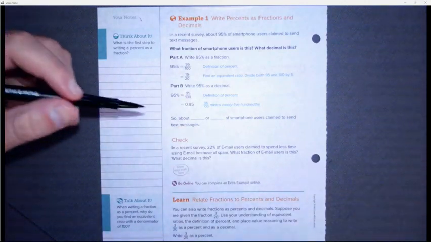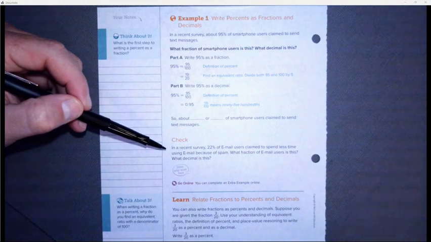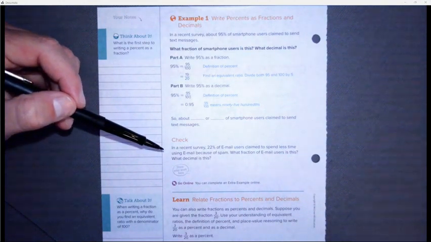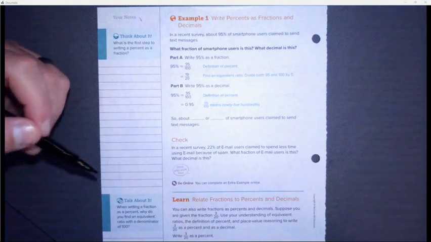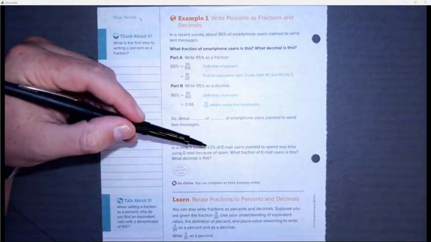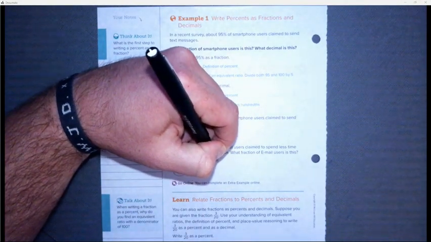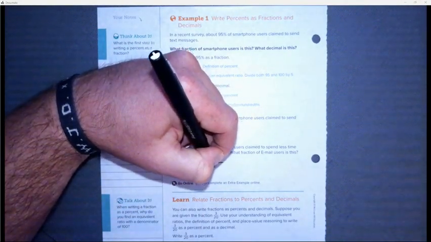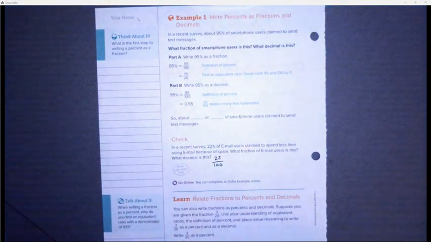So in our check problem, we see a recent survey, 22% of email users claim to spend less time using email because of spam. What fraction of email users is this? What decimal is this? So 22%, we know right off the bat, we can write as 22 over 100, because 22% means 22 per 100.